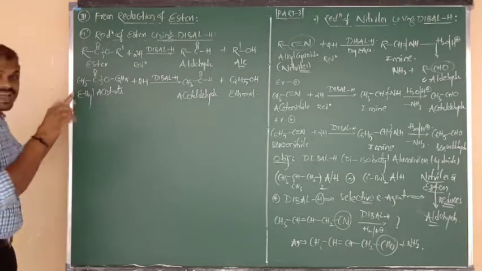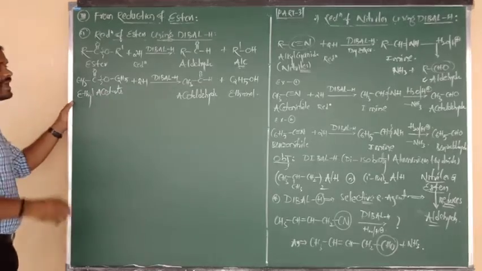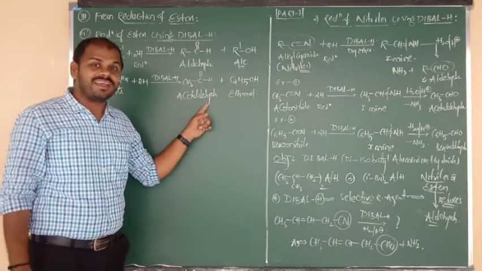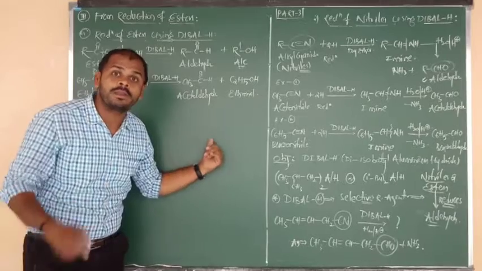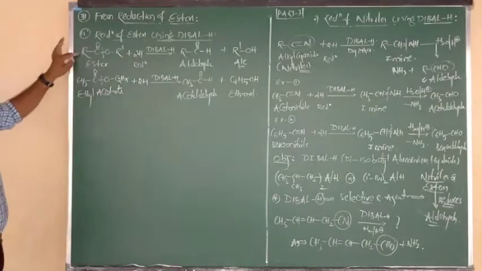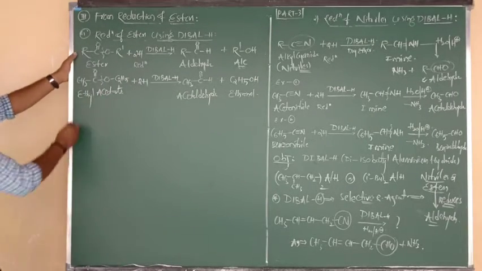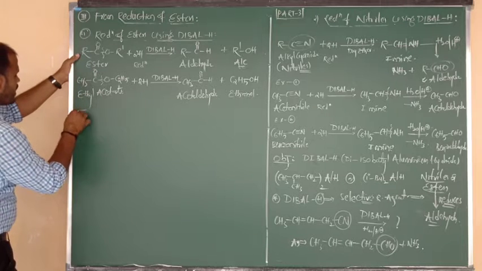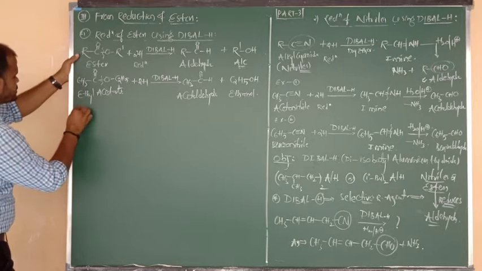Good. Next, I am going to consider another example. By using this, we have prepared aliphatic aldehyde and alcohol. Now, I want to prepare an aromatic aldehyde. That means in place of R, we have to take benzene. Good. So what we can write in place of R? I am going to write the benzene.